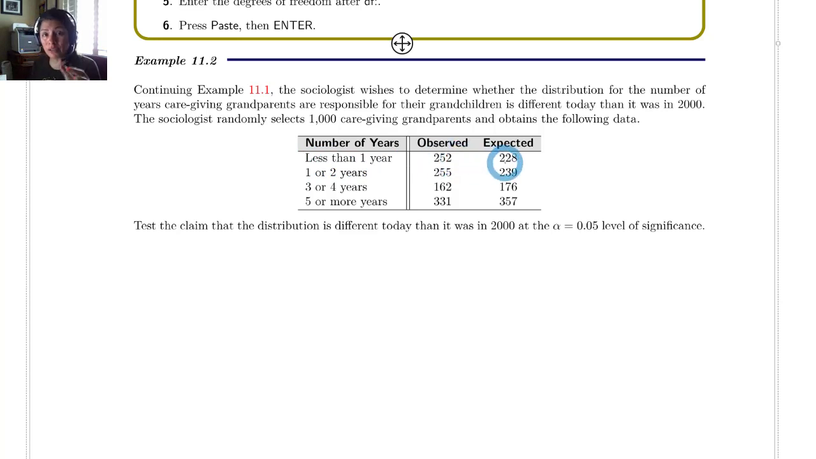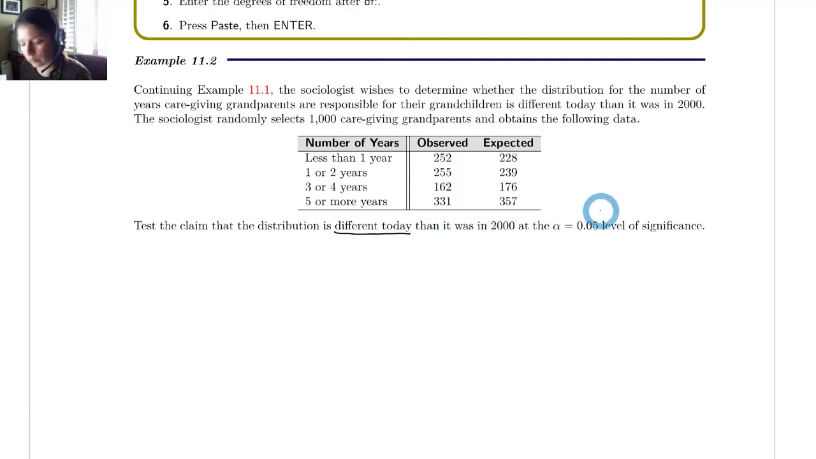So there is some difference between what is observed in our sample when we do the survey versus what we expect. What the goodness of fit test will do is say, even though they're a little off between what we actually observed and what we expected, is it still a good fit? Are these percentages still pretty good to use? Because that's a claim, we're able to test it by hypothesis testing and see if it's a good fit. We're going to test the claim that the distribution is different today than it was in 2000 at the 0.05 level of significance.